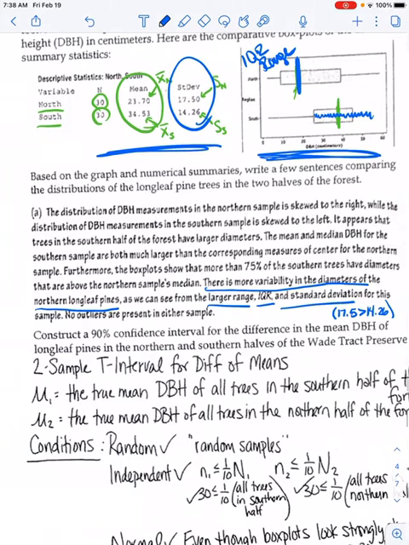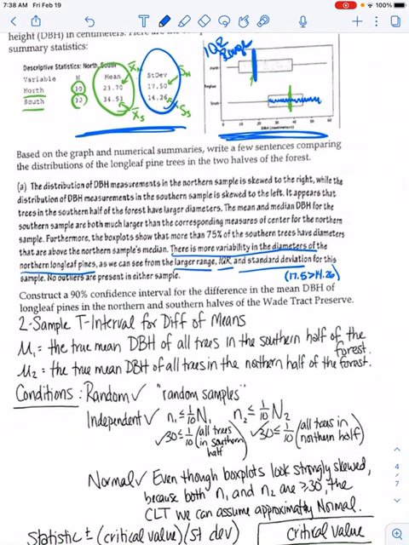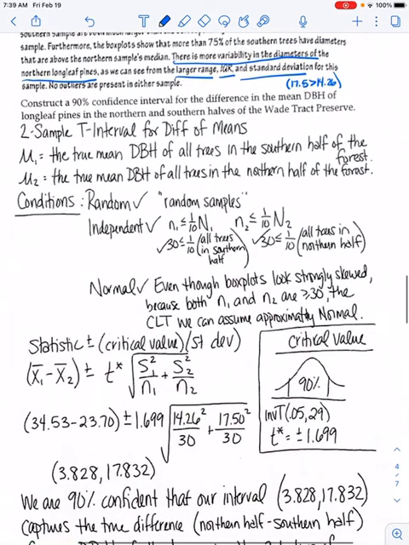So again, this is a great review of unit 5.3 or 5, I can't remember, but where we talked about comparing distributions. Maybe it was sooner. I think it was unit 2. So center, shape, spread, and outliers. Okay, here we go. Here's the main stage. Construct a 90% confidence interval for the difference in the mean DBH of a longleaf pine for the northern and southern half. All right, so here we go.